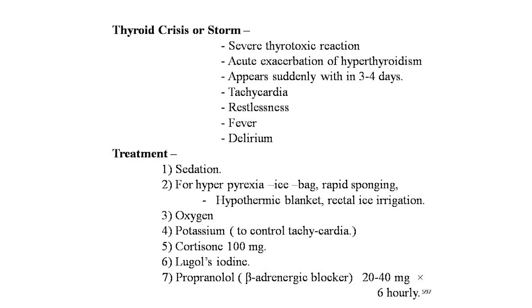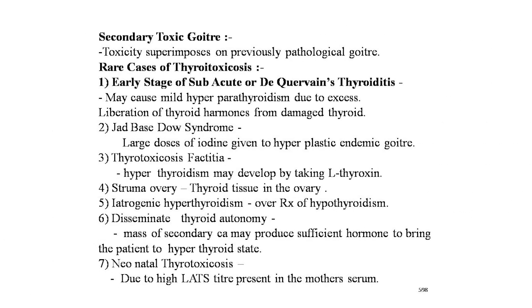mg 6 hourly. Secondary toxic goiter is a condition when toxicity is superimposed on a previously pathological goiter; that is called secondary toxic goiter. Rare causes of thyrotoxicosis are the early stage of subacute or de Quervain thyroiditis, which may cause mild hyperthyroidism due to the excess liberation of thyroid hormones from the damaged thyroid, Jod-Basedow syndrome, large doses of iodine given to hyperplastic endemic goiter, and thyrotoxicosis ectopia.